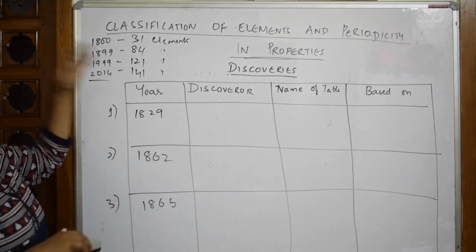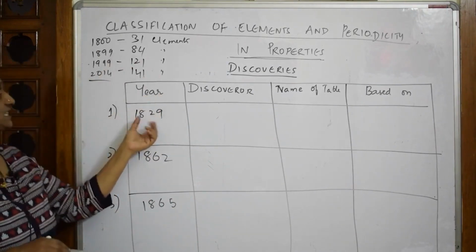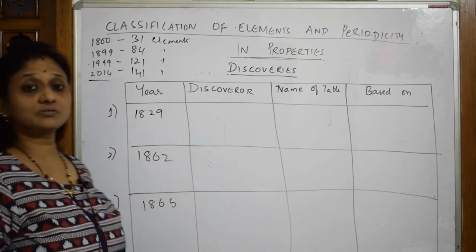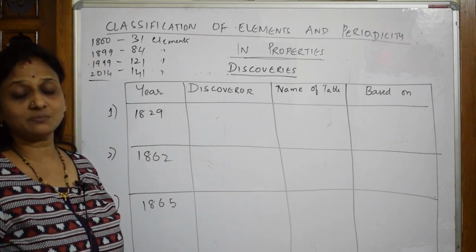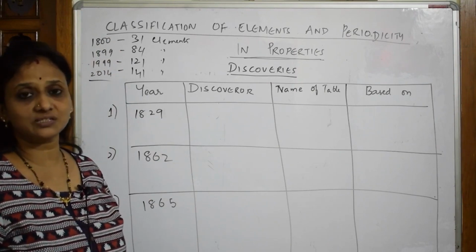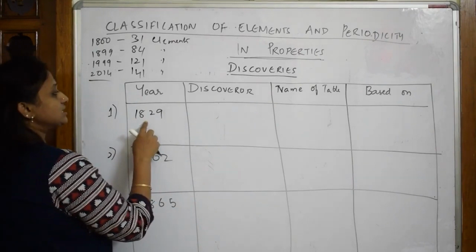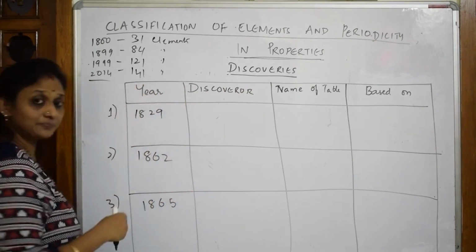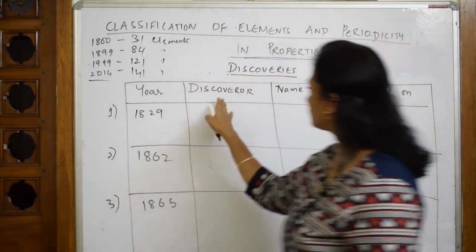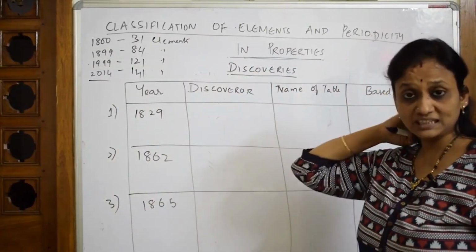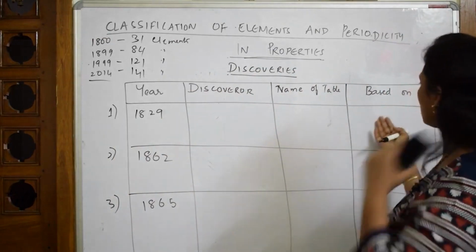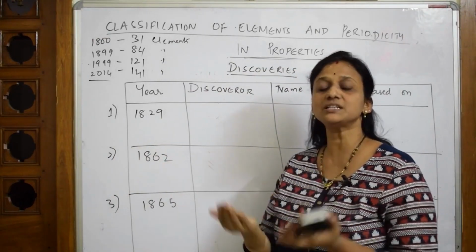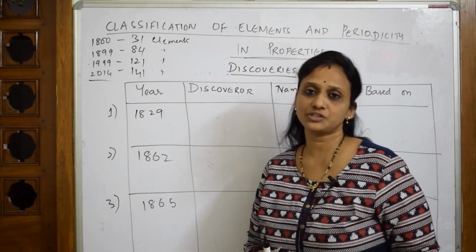Now, if I have to speak about the 1800s, or this particular century, the first and most important discovery about the periodic table, the valid discovery, was given by Dobereiner. So here I've divided the whiteboard into a tabular column. First one would be year, next the discoverer, next the name of the table, what was this discovery, and what was it based on. So this particular table gives you the complete information of the discovery part of the chapter, right?